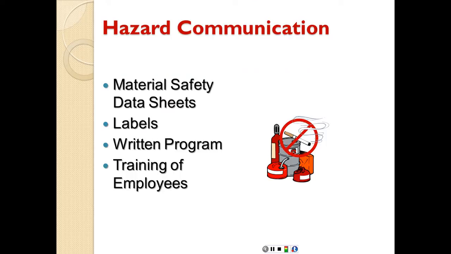How are we going to communicate these hazards? They're going to be communicated through several vehicles, including the Material Safety Data Sheet, or MSDS. Remember that acronym, MSDS, Material Safety Data Sheet. It can also be conveyed through labels on the different containers, for example, through a written program which explains in detail what are going to be the hazards of exposure to this chemical.